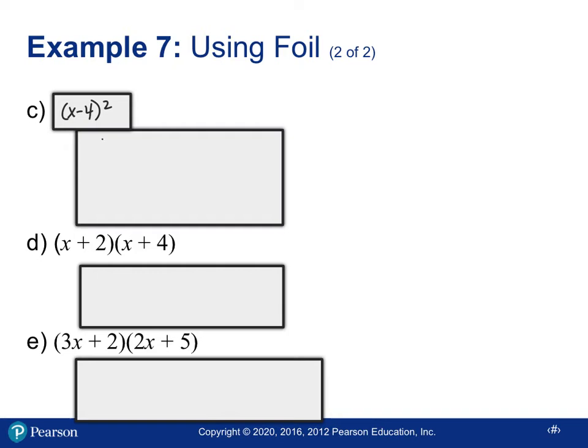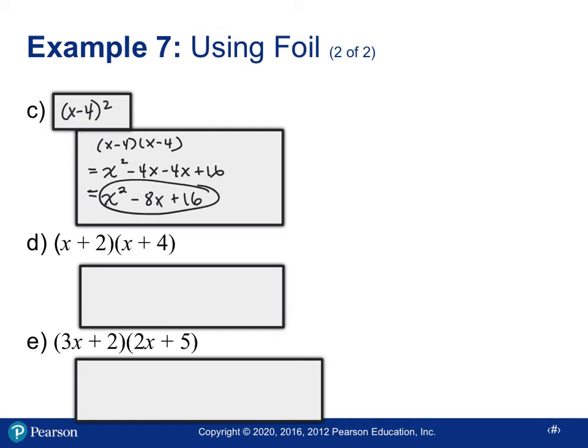So in this question, similar, x minus 4 times x minus 4. And then you get first, which is x squared, outer, negative 4x, inner, negative 4x, and last, positive 16. Combine like terms, and you get this. So let's do this again.